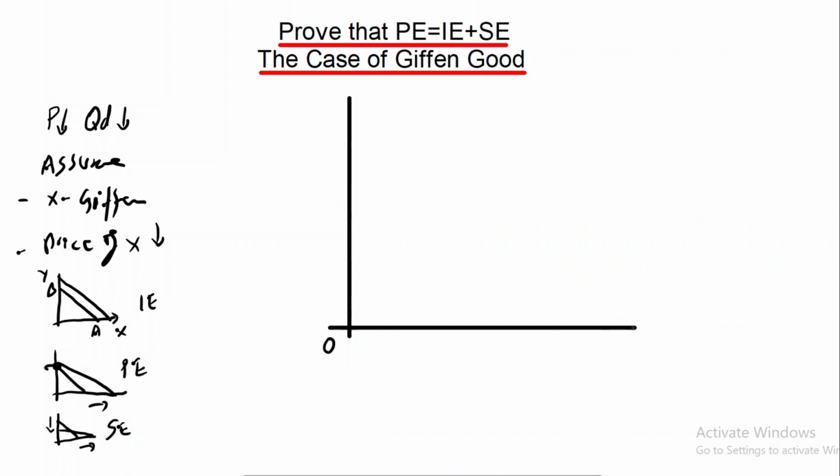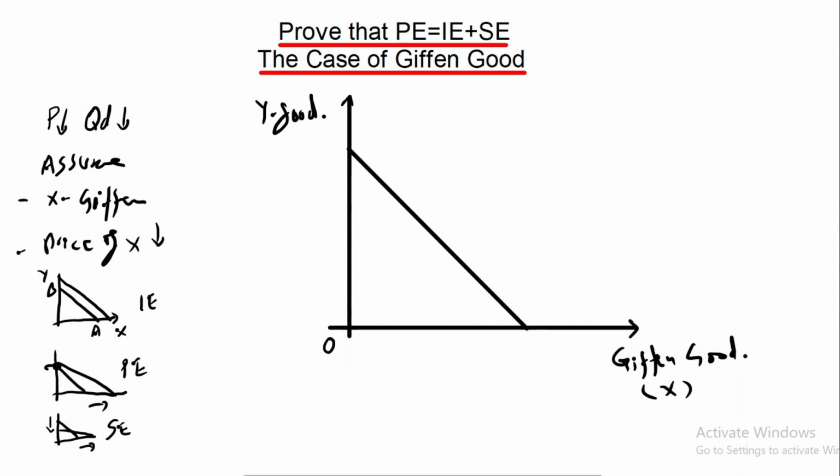So we draw the axes, and on this axis x good is a giffen good, and we are assuming that its name is x. And on the y axis we have another good, that is y good. What type of good it is, we are not concerned about that, we are taking it as a neutral good, because we will not look into the impact of change in price on y good. And first of all, draw an initial budget line.